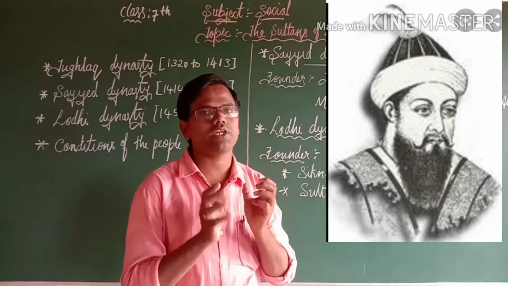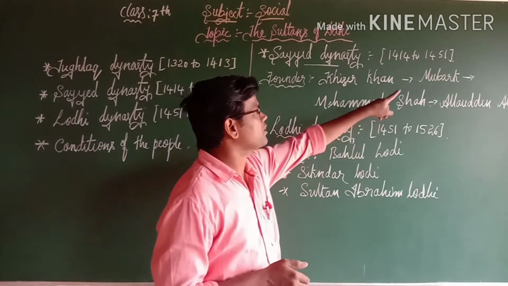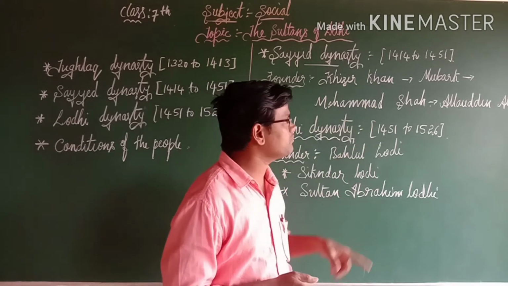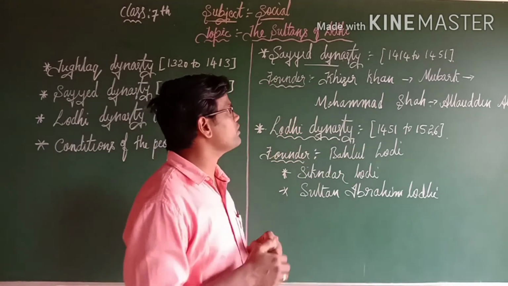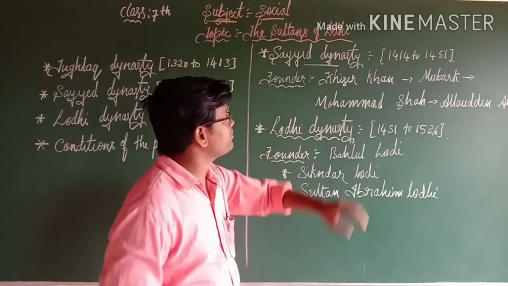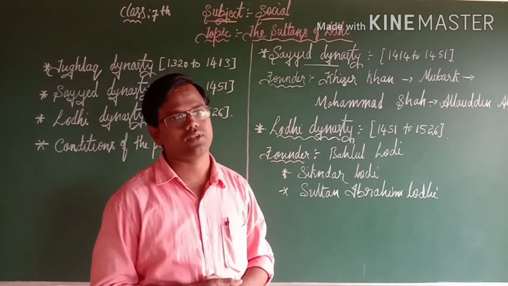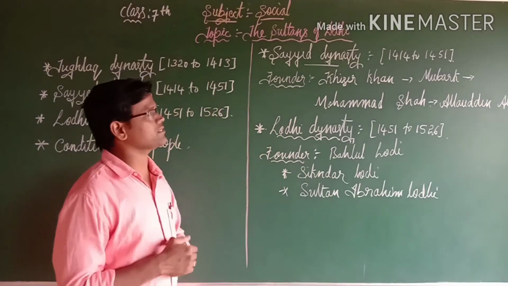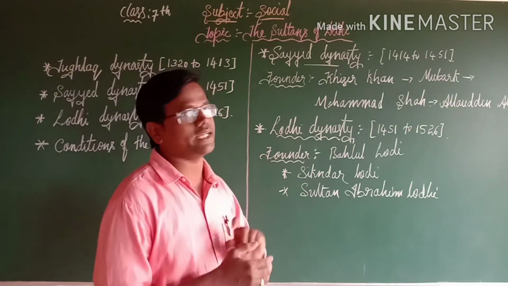And who were the important sultans in the Sayyid dynasty? Those were Mubarak Shah, Muhammad Shah and Alauddin Alam Shah. These were a few important sultans in the Sayyid dynasty. But what were the achievements of these sultans? We can discuss that in a higher class. And after the Sayyid dynasty, one more important dynasty came to power, the Lodi dynasty.